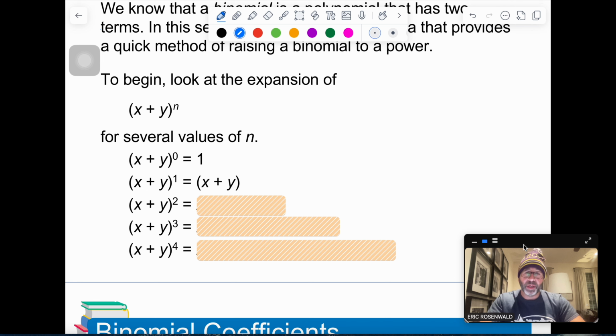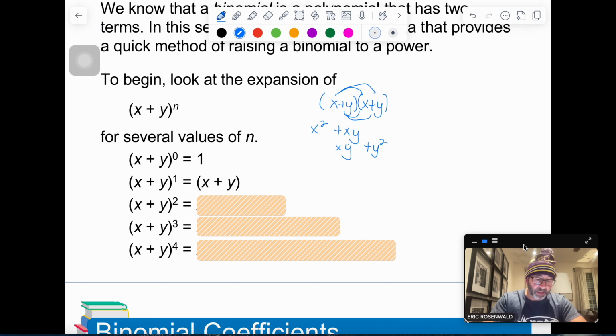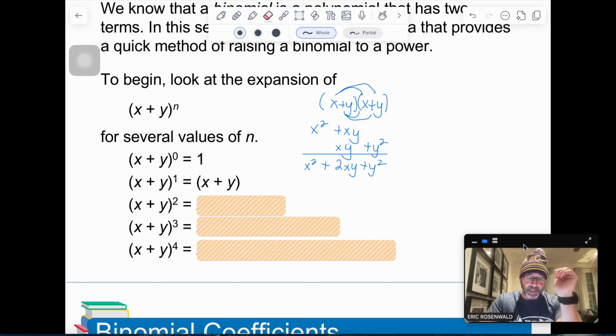Now, when we start doing bigger ones, like x plus y to the second, remember that x plus y squared is the same as x plus y times x plus y. And there's a little pattern that starts to develop as we work through this. When I take the x and distribute it to both parts, we have x squared and then an xy. Then we have an xy when we multiply the middle, and another y squared at the end. When we add these up, we have x squared, two xy's, and a y squared.